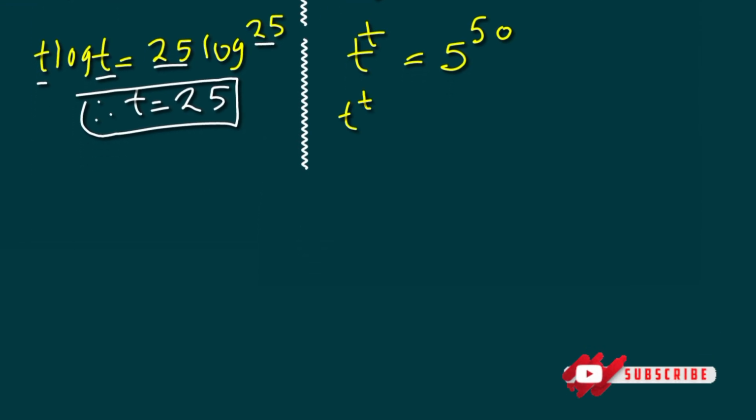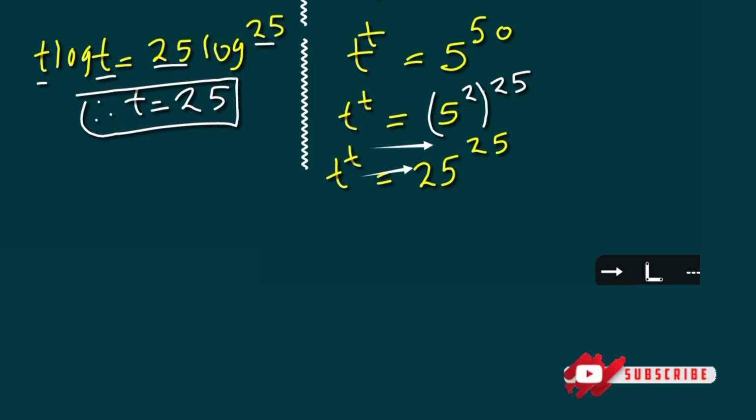The smart move here will be to rewrite 50 as 2 times 25, right? Then we have t to the power of t to be equal, and now we can just put a bracket here. Then 5 squared gives us 25. Therefore, we have 25 all to the power of 25. And you can see that in just 2 steps, we can deduce therefore that t equals 25.